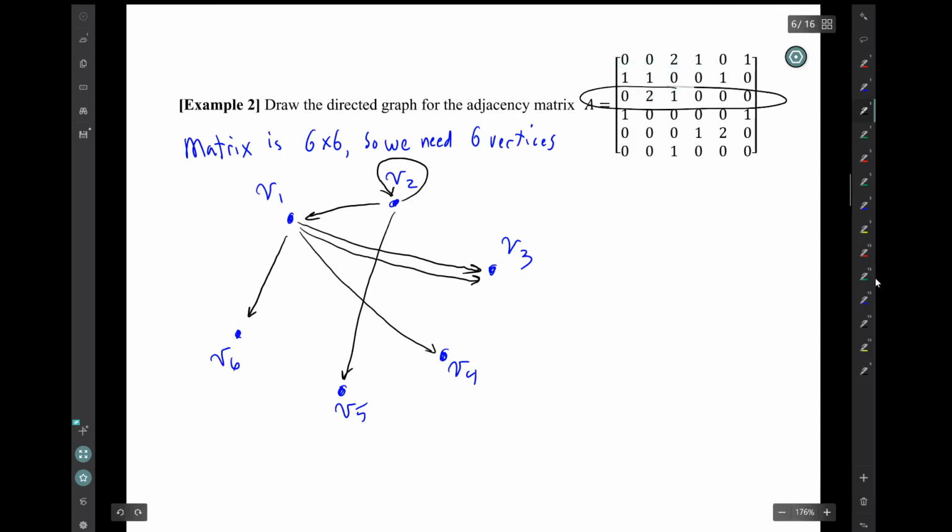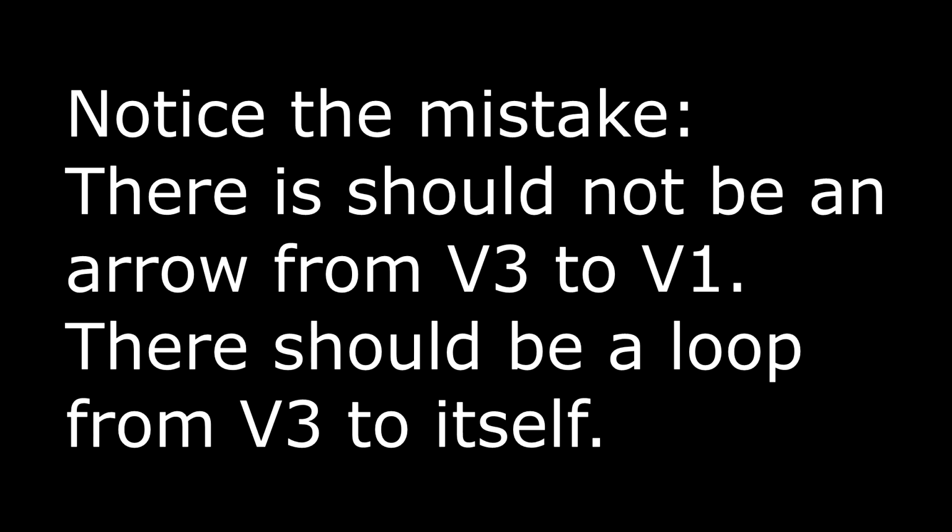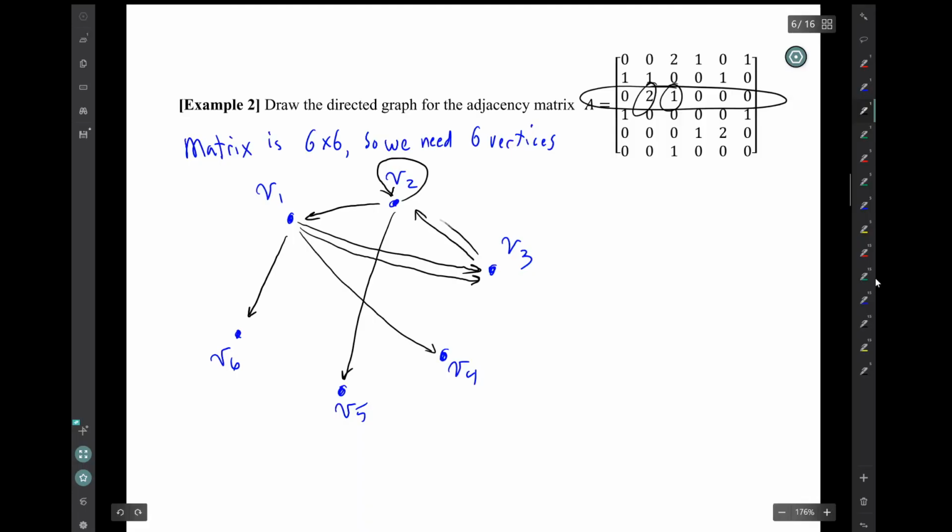What does this row of the matrix tell us? There's got to be an arrow from vertex 3 to vertex 2, 2 of them, and there's got to be an arrow from vertex 3 to vertex 1. This row of the table tells us that from vertex 4, there is a single arrow that goes to vertex 1 and a single arrow that goes to vertex 6.